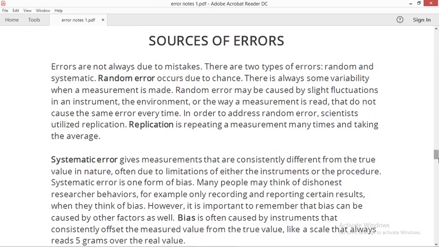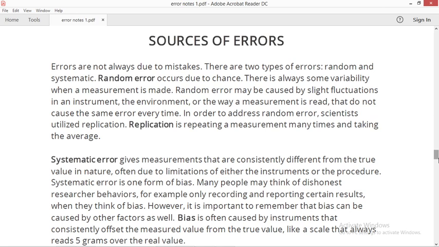Now we already understood what an error is and what the different types of it are. Now let us see what the sources of errors are. Errors are not always due to mistakes. There are two types of errors: random and systematic. Random error occurs due to chance. There is always some variability when a measurement is made.